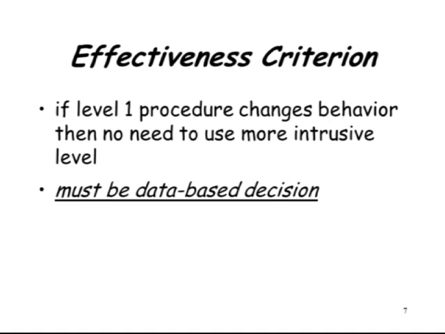We spoke about the effectiveness criteria, and what does that mean? It means that when you're using interventions to decrease behavior, you do not move on to a more restrictive intervention unless you first tried an intervention that is less restrictive and it has not been effective.